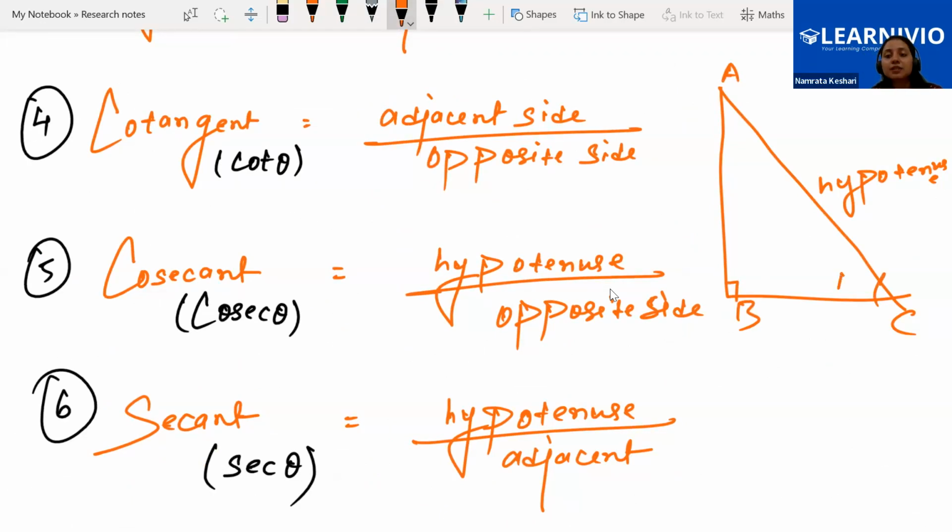But if I am representing theta over here, now opposite side will be AB and adjacent side will be BC. So opposite side and adjacent side depends upon the given angle. Accordingly, we will take the opposite side and adjacent side.